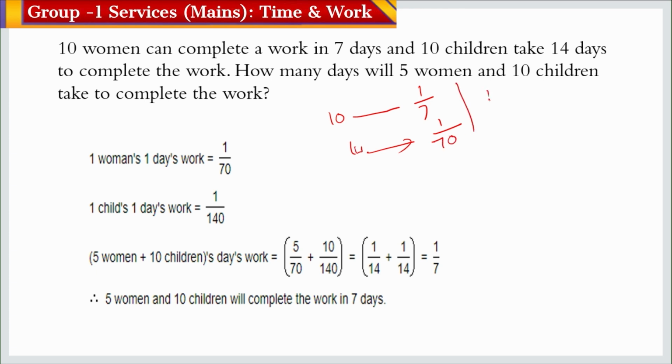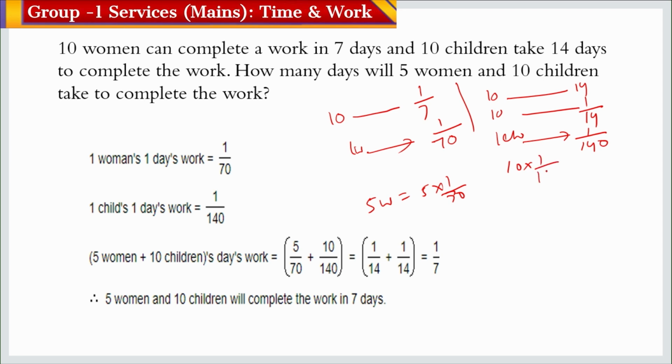Next, 12 children can complete the work in 14 days, which means 12 children's 1 day work is 1 by 14. So, 1 child's 1 day work is 1 by 168. So, what is 5 women? 5 women means 5 into 1 by 70. And 10 children means 10 into 1 by 140.